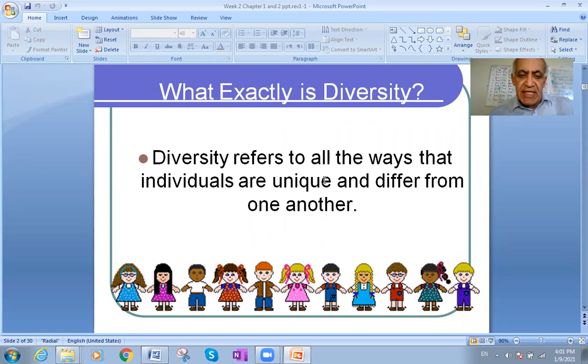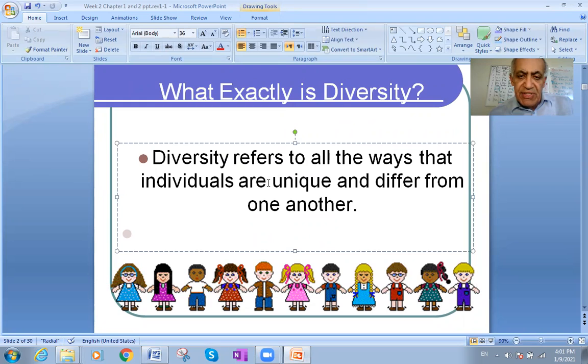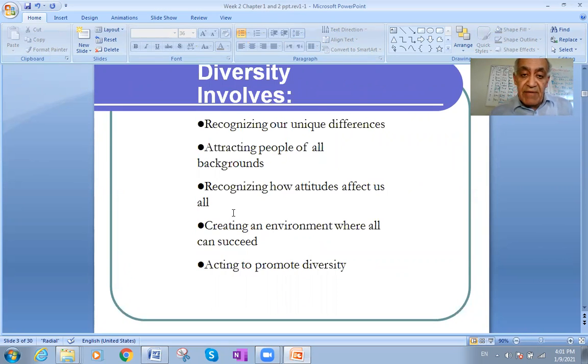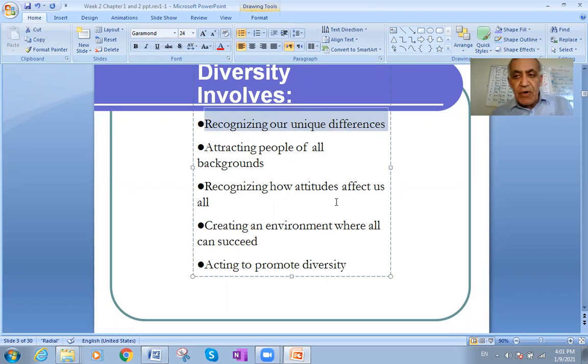Like you see here, what exactly is diversity? Here is a figure that sums up the whole situation of diversity. Diversity refers to all the ways that individuals are unique and differ from one another. And this is the meaning of diversity: how people are different from each other. Diversity involves recognizing our unique differences. Of course, every one of us is different from the other. All the people are different, having many different kinds of behavior and different aspects. It also attracts people of all backgrounds. One of its characteristics is that it attracts people from everywhere, with different backgrounds.